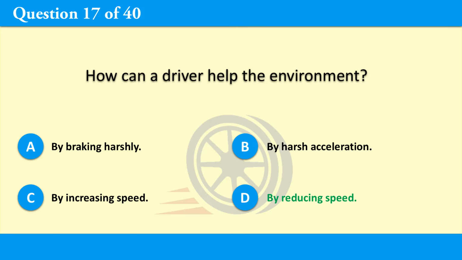Correct answer, D. By reducing speed. Explanation: as a driver you can do less damage to the environment if you drive smoothly and avoid harsh acceleration and braking. Vehicles traveling at 110 km per hour use up to 30% more fuel than those traveling at 80 km per hour. However, you should not drive so slow as to inconvenience other road users.